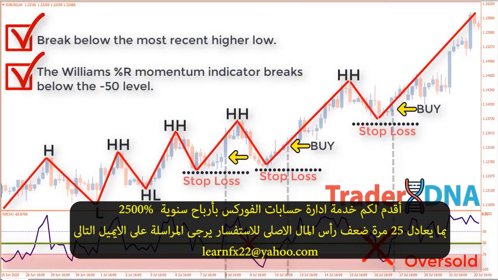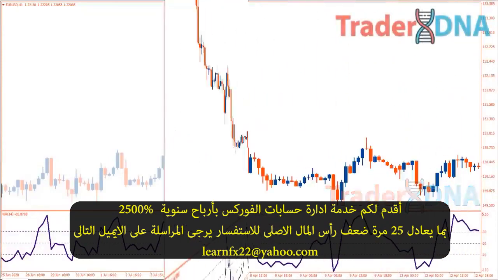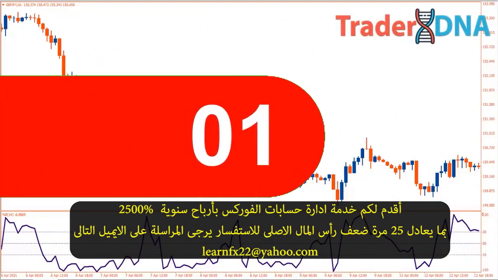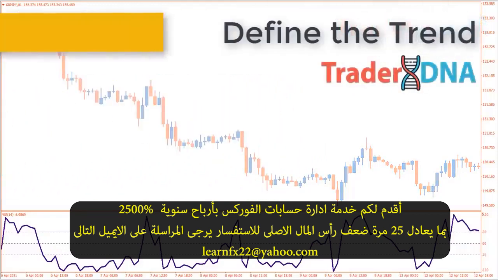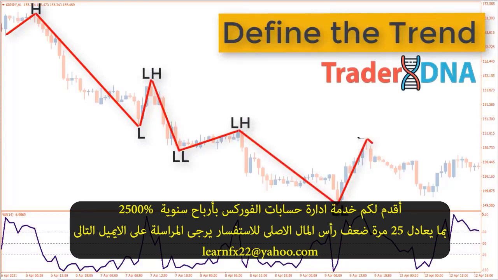Note: this was an example of a buy trade using the best momentum trading strategy. Use the same rules for a sell trade. Step 1. Define the trend. A downtrend is defined by a series of lower highs followed by a series of lower lows. The definition of a downtrend is pretty much standard. In a downtrend, we look for a series of lower highs followed by a series of lower lows.